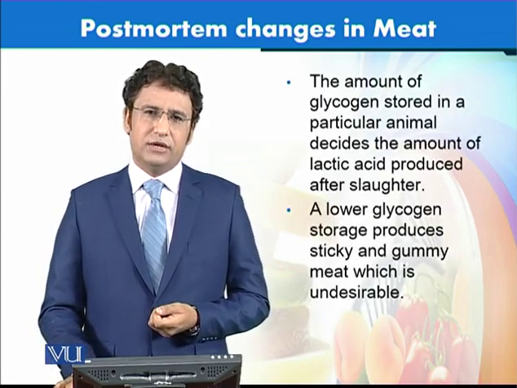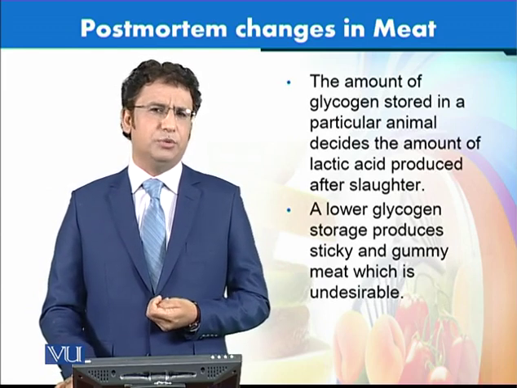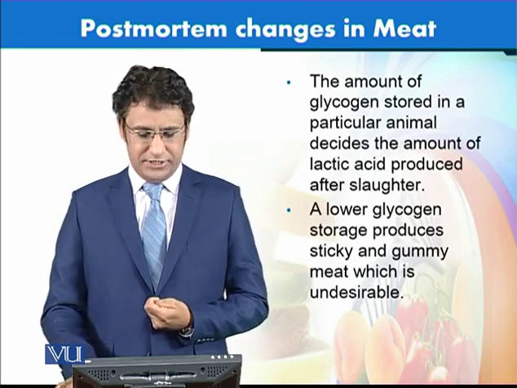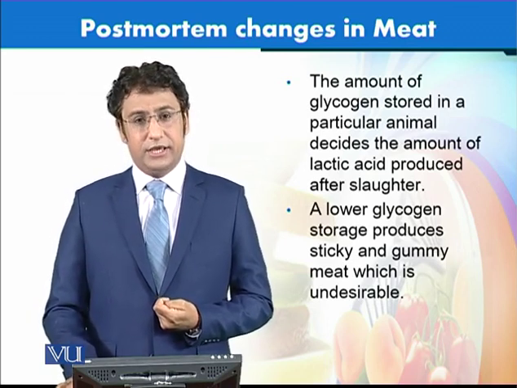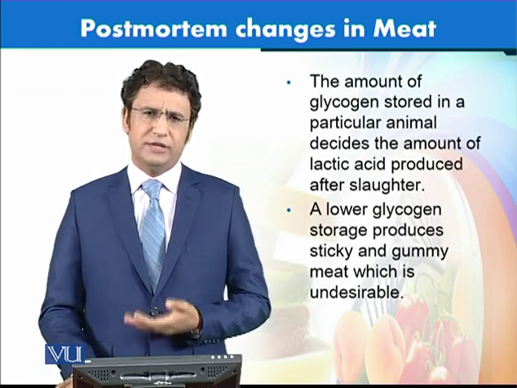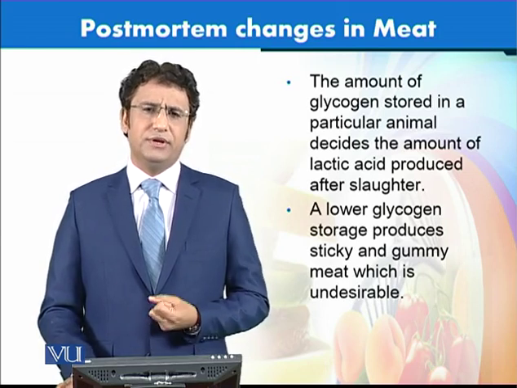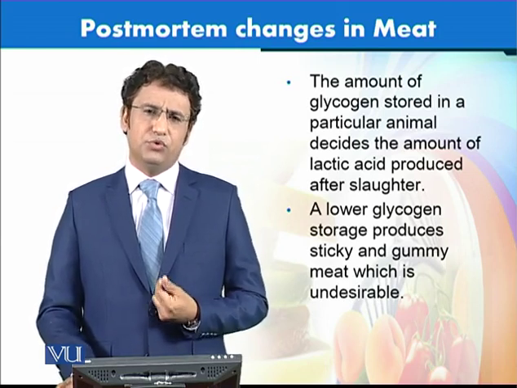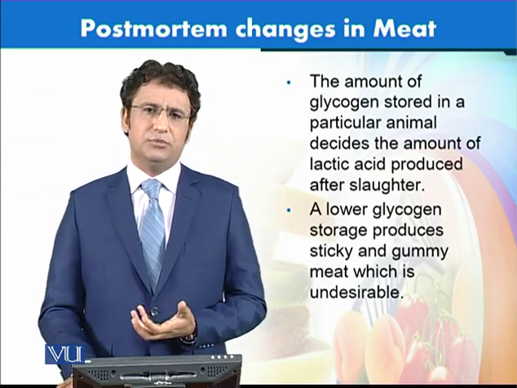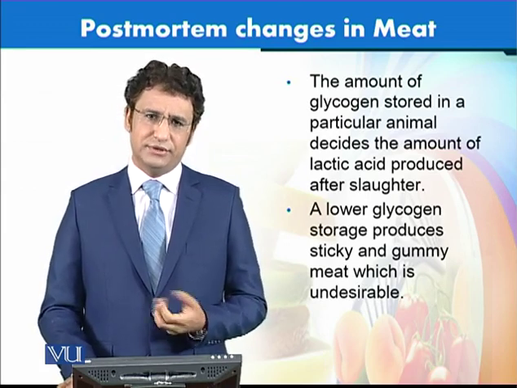And the amount of glycogen that is stored in an animal would actually decide how much lactic acid is produced in the animal. As we discussed, glycogen is a storage carbohydrate that is present in most animals and humans as well. It is only used when we don't have food or when there's a fasting situation. So this glycogen is basically a reserve carbohydrate that gives you energy, and it is stored in the liver.